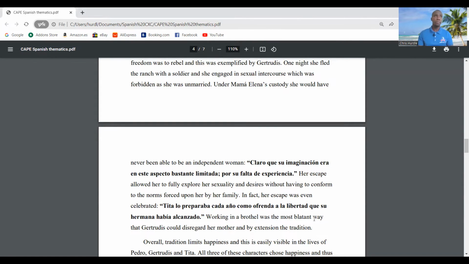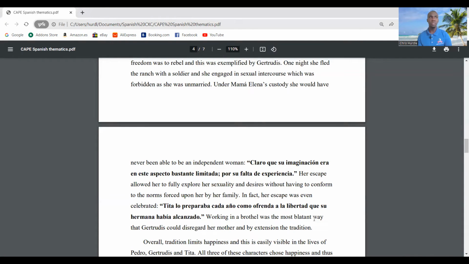Right. So, under Mama Elena's custody, Gertrudis would have been imprisoned. She would have felt like a prisoner. Right? She had no say in her own life. She could not really express herself. That's a better way of putting it. She could not express herself.